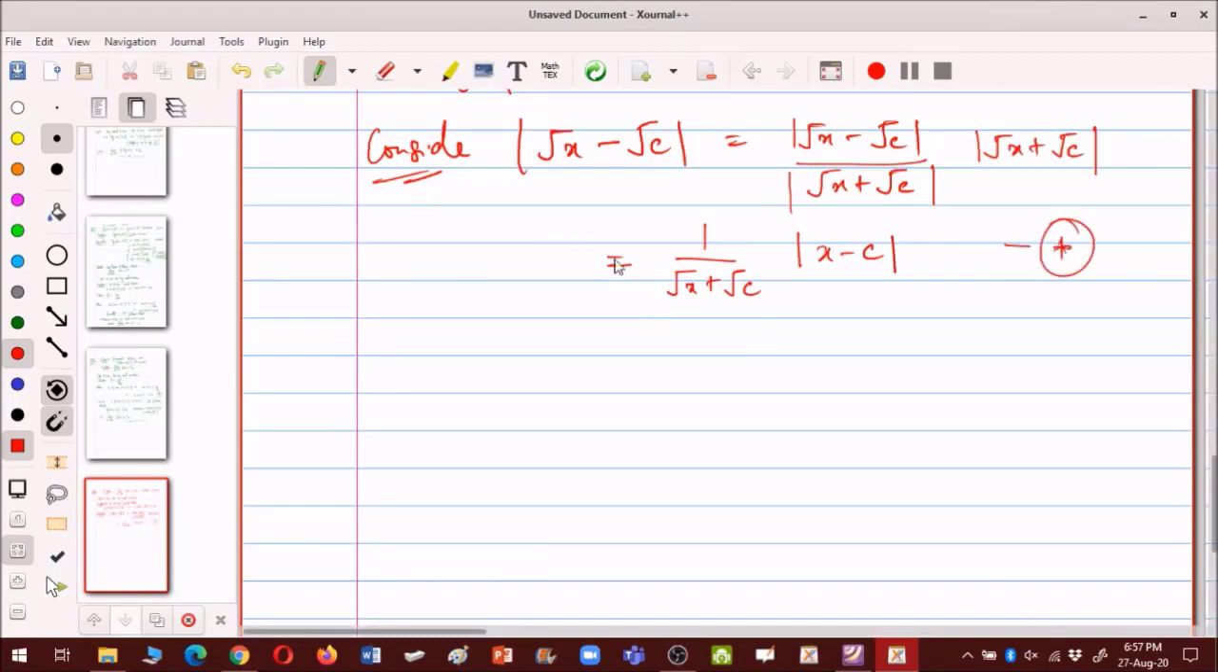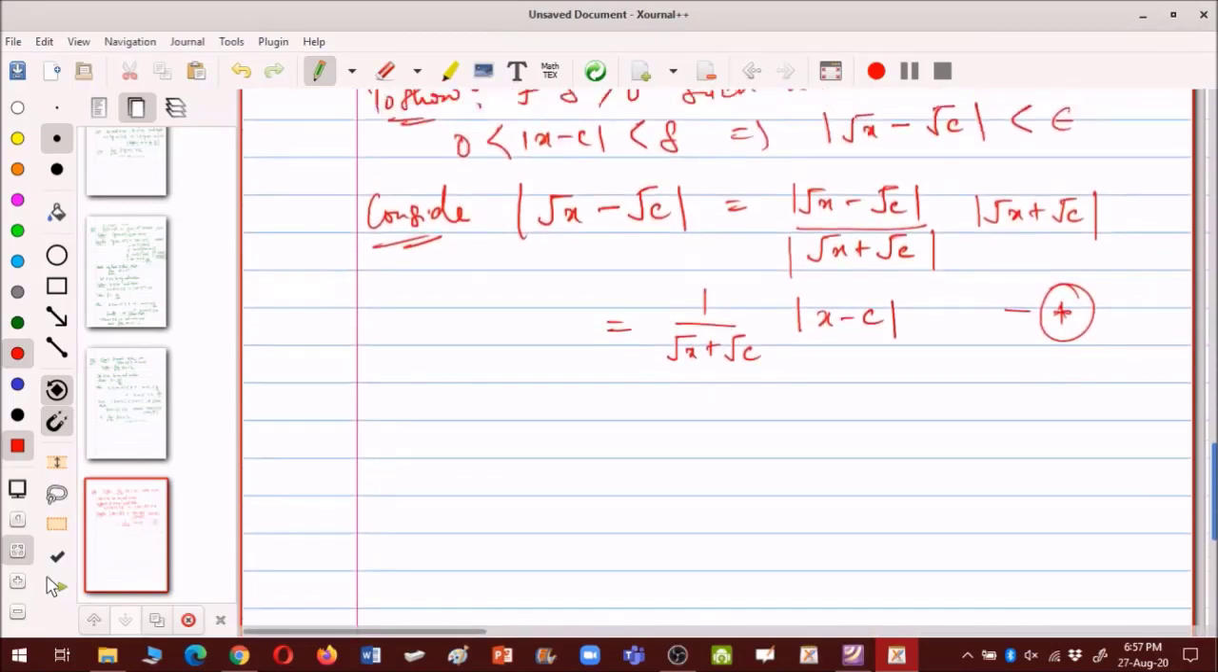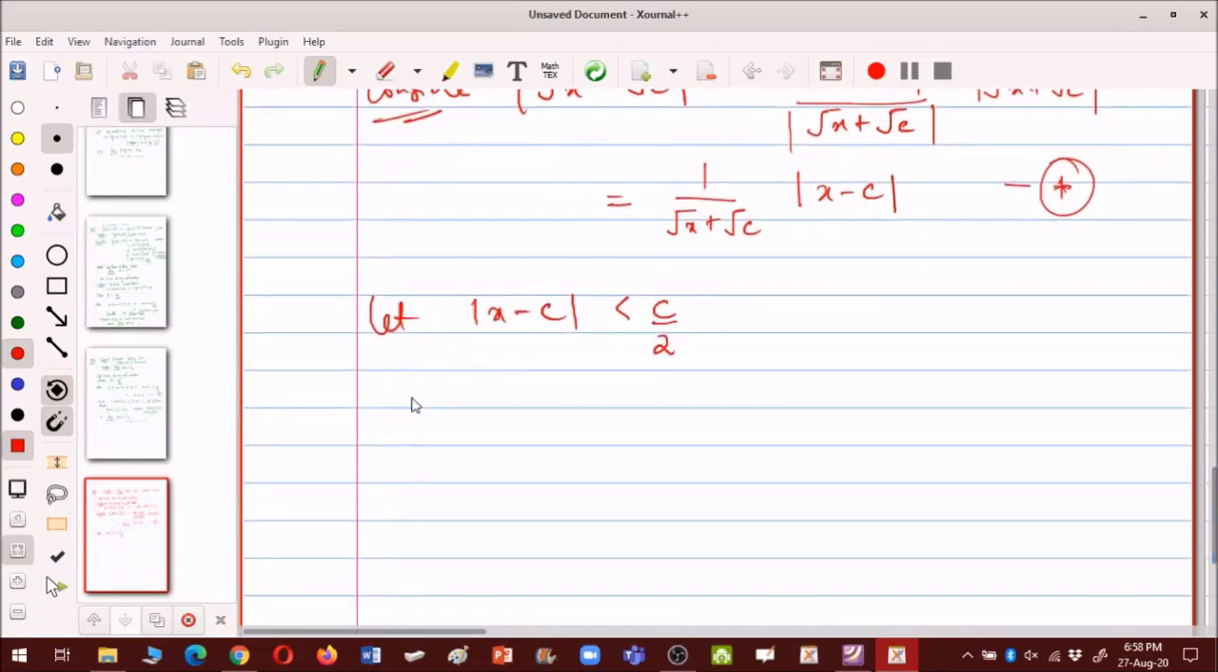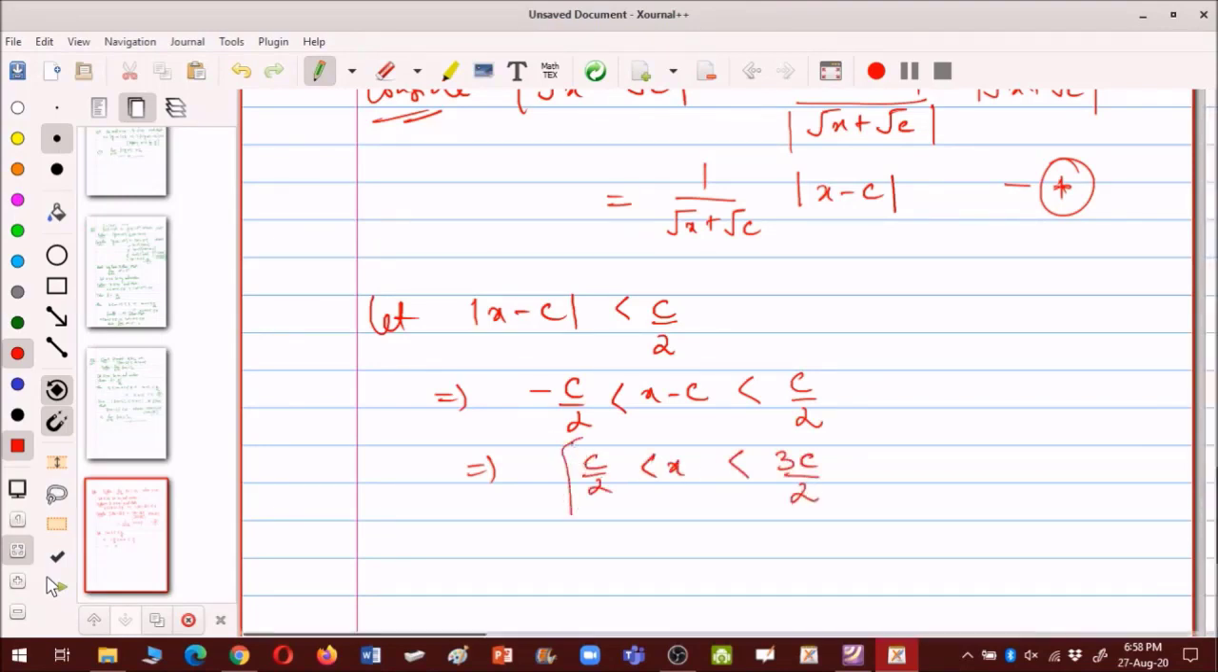So I will have to take some bound on x minus c, and since our x is in the denominator, I have to let x minus c be less than c by 2. Because our x is in the denominator, we cannot take any positive real number at this place. We have to take something smaller than c, so I am taking c by 2. Then this implies minus c by 2 is less than x minus c is less than c by 2. Then adding c to all the sides, we get c by 2 is less than x is less than 3c by 2. So I will use this inequality.